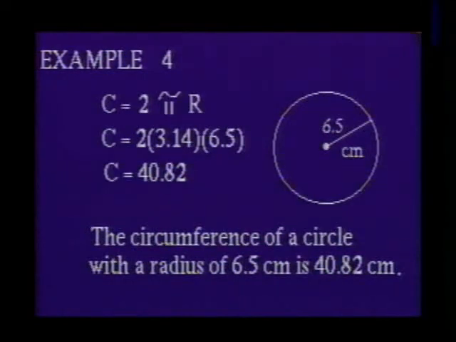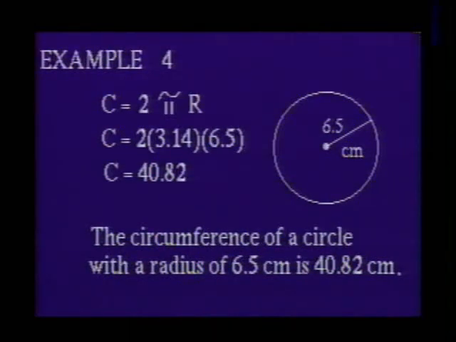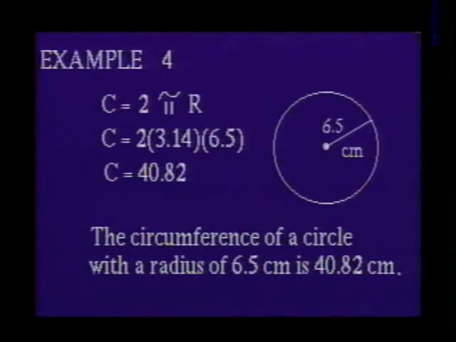Example 4. Find the circumference of a circle with radius of 6.5 centimeters. Because we're given the radius of the circle, we will use the formula C is equal to 2 pi r. Also, since decimals are used to express the length of the radius, we will use 3.14 as the approximation for pi. This gives us C is equal to 2 times 3.14 times 6.5. Solving for C, we get C is equal to 40.82. Thus, the circumference of a circle with a radius of 6.5 centimeters is 40.82 centimeters.